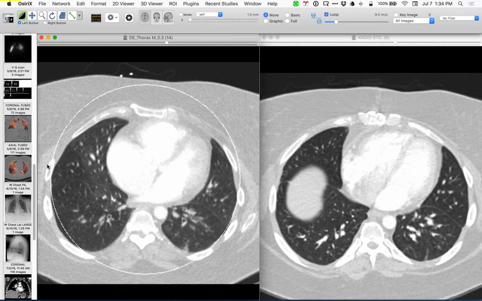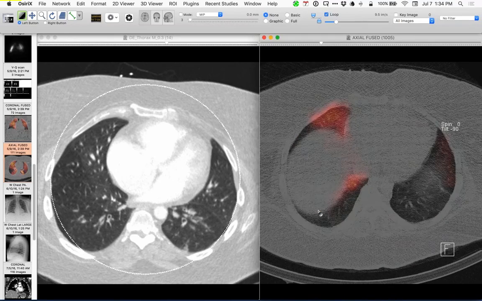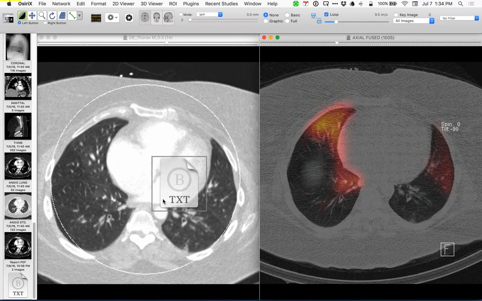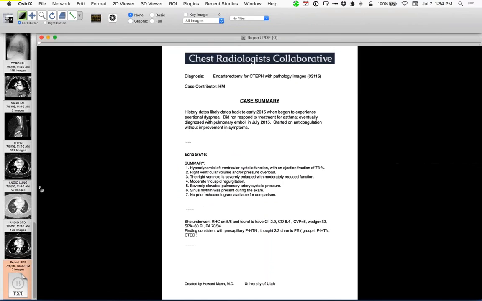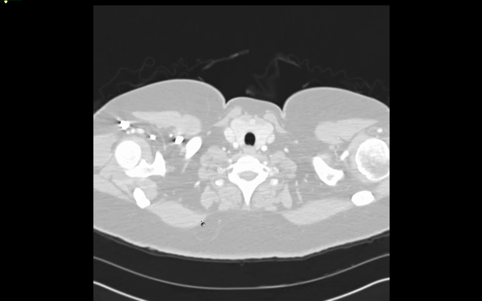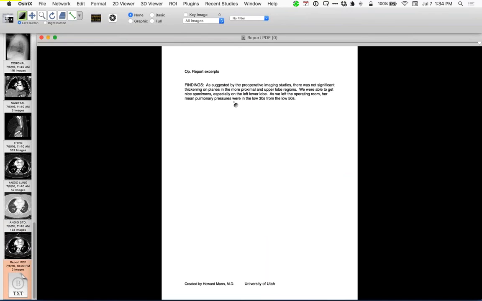I don't know. So. Oh, I forgot to show you this nice image with great correlation between the perfusion SPECT and CT in the lower lungs and in this image there. And let's see what the surgeon said about this. So let me just bring that up again. There's some of the preoperative imaging. She's got pulmonary hypertension, quite severe, of course. I'll have to try and figure out why this happens with these PDFs. Nice specimen, especially in the left lower lobe. Pressures were in the low 30s from the low 50s during the surgery.